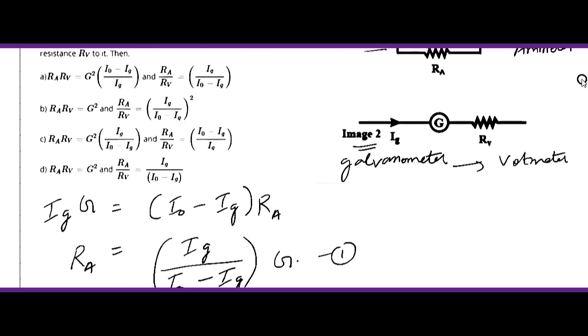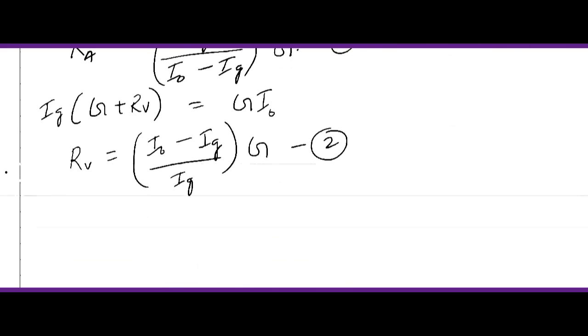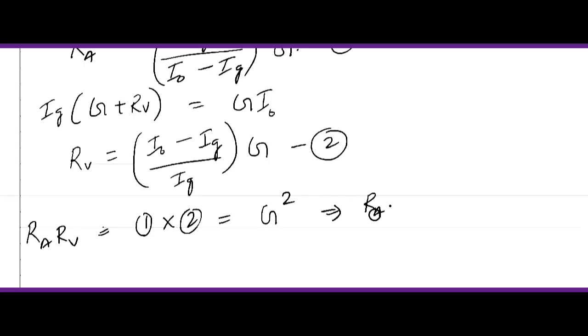According to the options, we need to find Ra times Rv. So first multiply Ra and Rv and find the relation. That is nothing but multiplying 1 into 2. G and G are there, so you will get G square. The terms Ig upon (I0 minus Ig) and (I0 minus Ig) upon Ig will both get cancelled out. So it's only G square. This implies Ra times Rv is equal to G square.